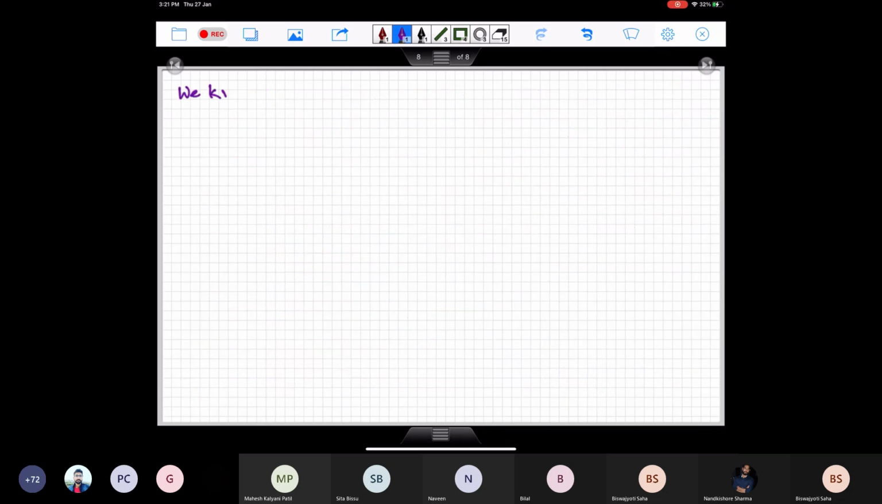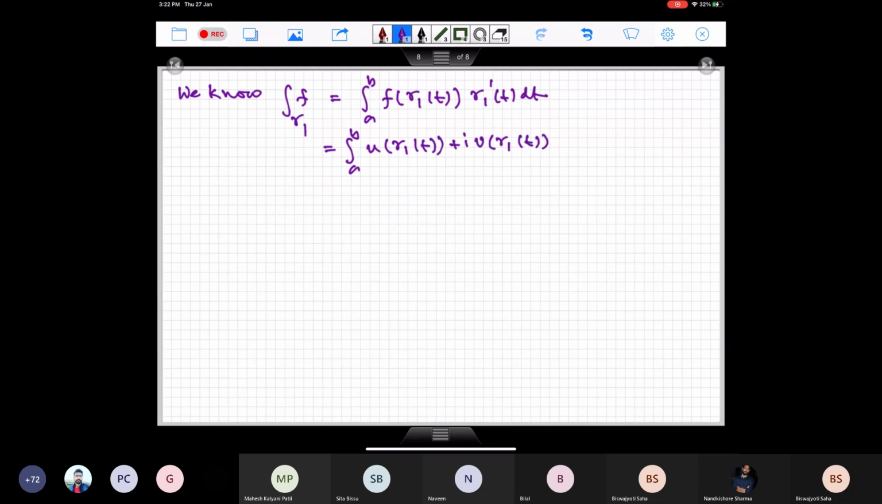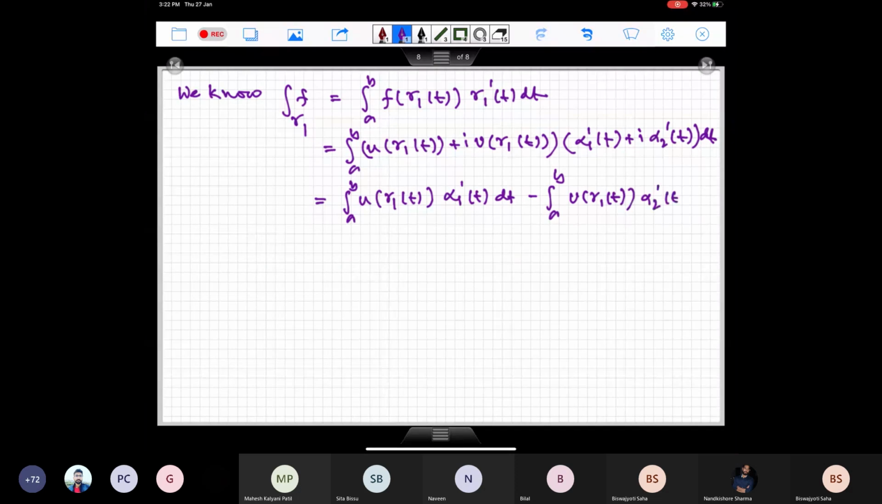So we know what is the definition of the integral of f over gamma 1. So this is the integral from a to b of f of gamma 1 t times gamma 1 prime t dt. So this will therefore be the integral from a to b of u of gamma 1 t plus i times v of gamma 1 t, times gamma 1 prime, so this is alpha 1 prime t plus i times beta 1 prime t dt. Fine, this is what I get, and if you open things up, what do you get? Let me just do it quickly. So u of gamma 1 t alpha 1 prime of t dt minus the integral from a to b of v of gamma 1 t beta 1 prime t dt.